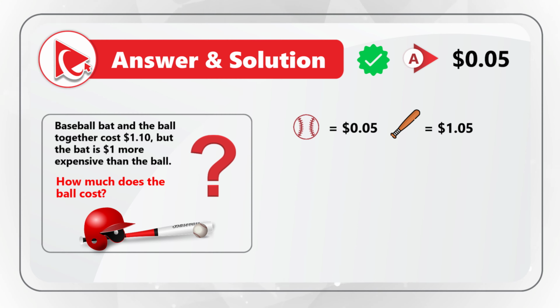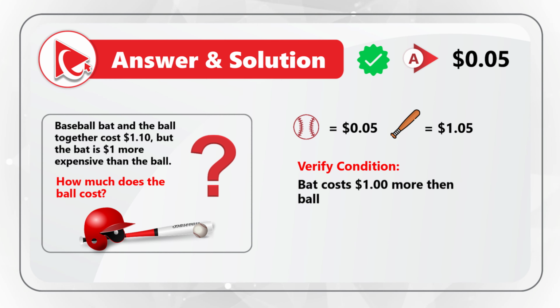Let's verify the main condition of this problem. The bat costs $1 more than the ball, which is correct. 5 cents plus $1.05 equals $1.10. And if we subtract $1.05 minus 5 cents, it would be equal to $1. So the correct answer here is choice A. The cost of the ball is 5 cents. Hopefully you've nailed this problem and now know how to solve similar problems on the test.